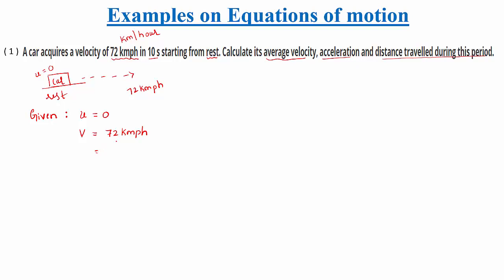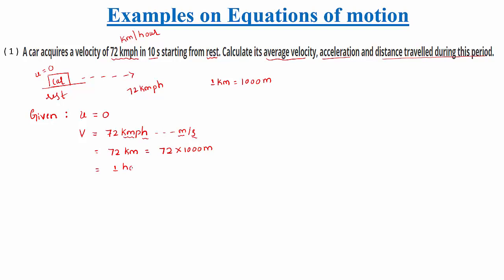So we have to convert this kmph into meter per second. How to convert? See here. First we have to convert kilometer to meter, then hour to second. 72 kilometer can be written as 72 into 1000 meter, because we know that 1 kilometer is equal to 1000 meter. 72 kilometer means how many meter? 72 into 1000 meter.